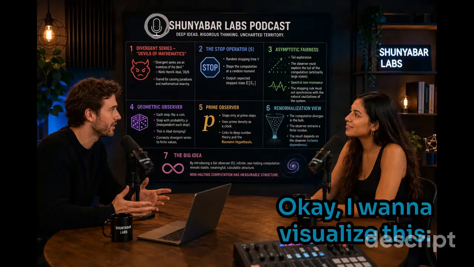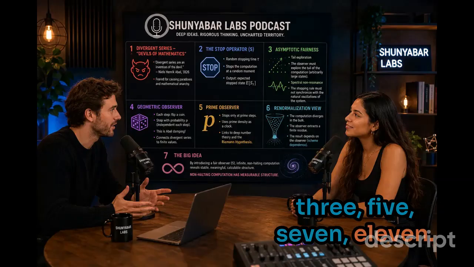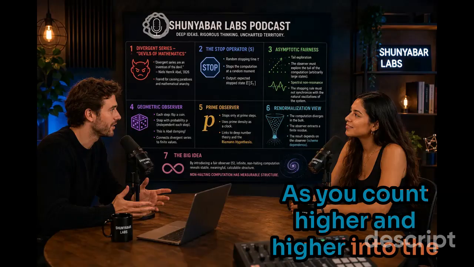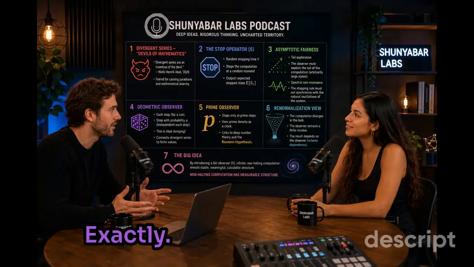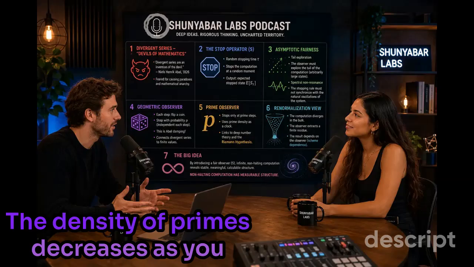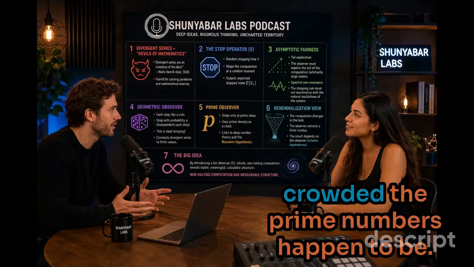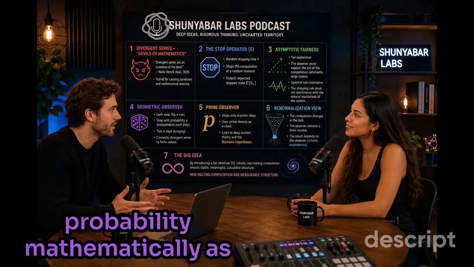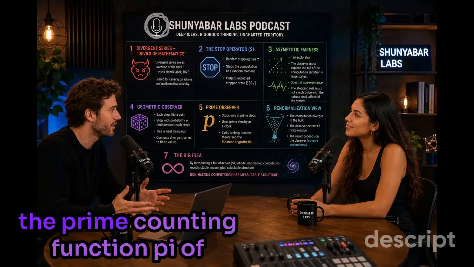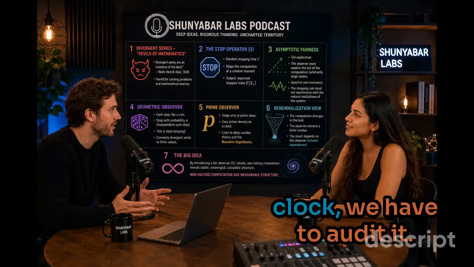Okay, I want to visualize this. Prime numbers are the atoms of math. 2, 3, 5, 7, 11. As you count higher and higher into the millions and billions, prime numbers become more and more rare, right? They spread out. Exactly. The density of primes decreases as you move toward infinity. So instead of a random coin flip, the probability of our program stopping is dictated by how crowded the prime numbers happen to be. Yes, the text represents this stopping probability mathematically as the prime counting function, pi of n divided by n. Now, before we can use this prime density clock, we have to audit it.